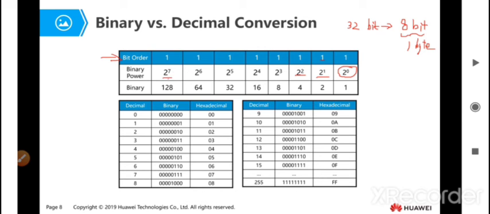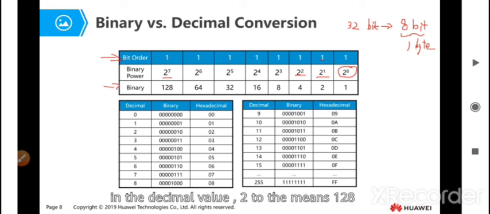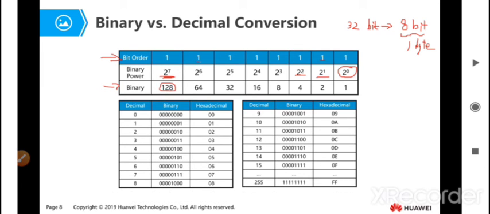In decimal value, 2 to the power 7 means 128, and 2 to the power 6 means 64. We can calculate each bit value, and then we can count.